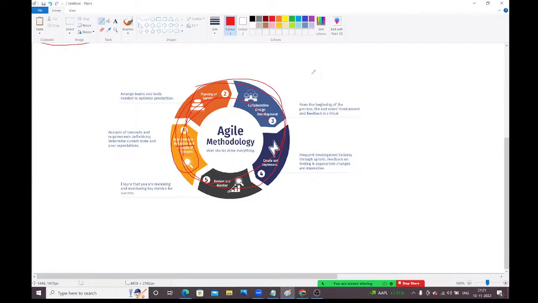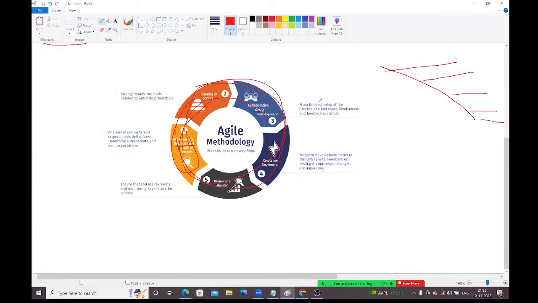But if you go with waterfall, it is a step-by-step process: second step, third step, fourth step, fifth step, like this. But in Agile, it is a cyclic process. See, guys, analysis of concept and requirements definitions determine the current state and your expectations. Next phase, guys, arrange teams and tools needed to optimize the production.